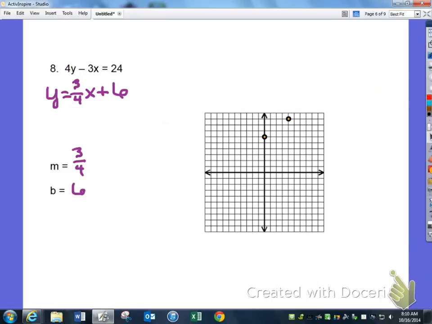Okay, as you can see, I could only go up 3 and over 4 one time, so now I'm going to do everything backwards. I'm going to go down 3, back 4 as many times as I can and get as many points on this graph as I can. Once you have all your points graphed, you're going to just draw your line between them, put arrows on the ends, and you have graphed the equation of the line.